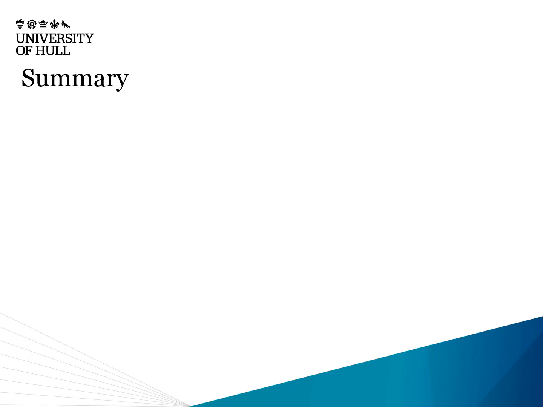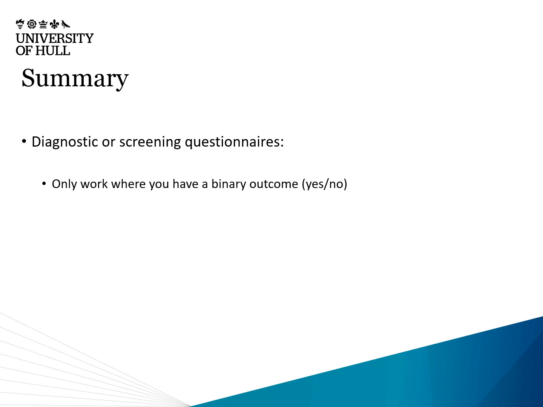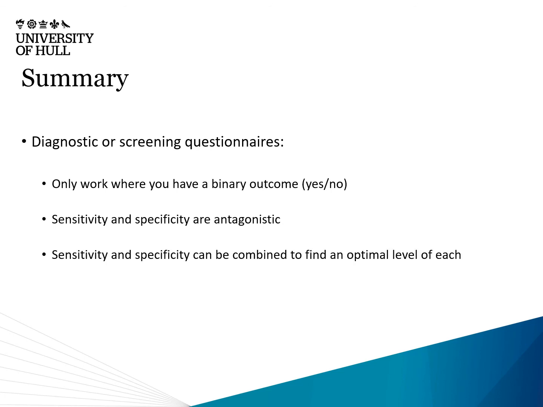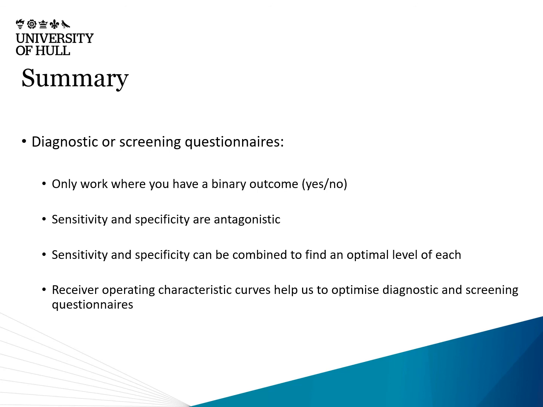So to summarise, diagnostic or screening questionnaires only work when you've got a binary outcome, yes or no, in other words, a diagnosis. Sensitivity and specificity are antagonistic. When one is higher, the other is always lower. Sensitivity and specificity can be combined to find an optimal level of each. Receiver operating characteristic curves help us to optimize diagnostic and screening questionnaires. And finally, positive predictive and negative predictive values are helpful in real screening situations.